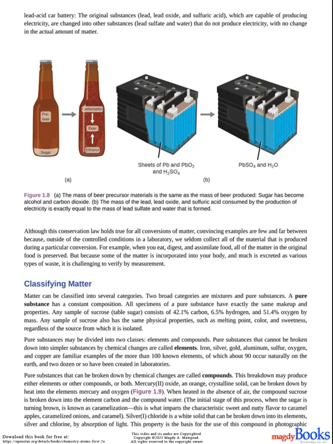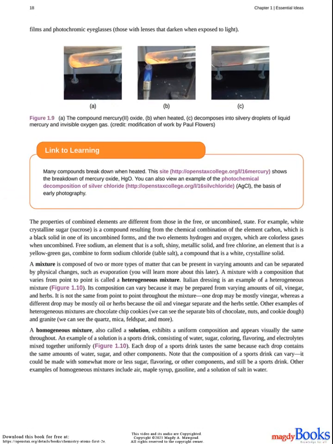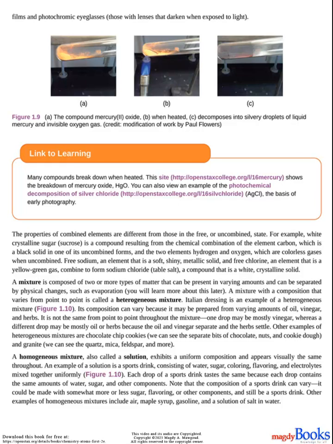Silver chloride is a white solid that can be broken down into its elements, silver and chlorine, by absorption of light. This property is the basis for the use of this compound in photographic films and photochromic eyeglasses, those with lenses that darken when exposed to light.